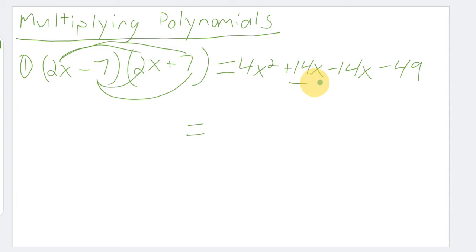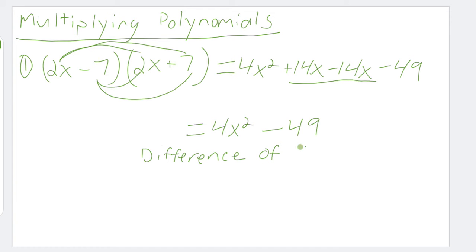So next up, you got to combine your like terms. So 14x minus 14x is 0. So you're just going to be left with 4x squared minus 49. And we call this answer a difference of squares because it's subtraction. All right, but again, when you get something like this, 14x minus 14x, that's 0. There's not going to be any x's then in your final answer.